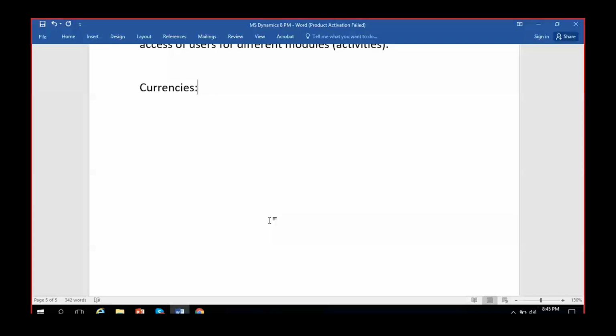So currencies are configuration in Dynamics as well as in business. Whenever you record any transaction, like if you record a transaction like rent is 10,000, 10,000 what? Or 10,000 euros. So every transaction that you record will have a currency along with the amount. You should definitely have a currency tag.